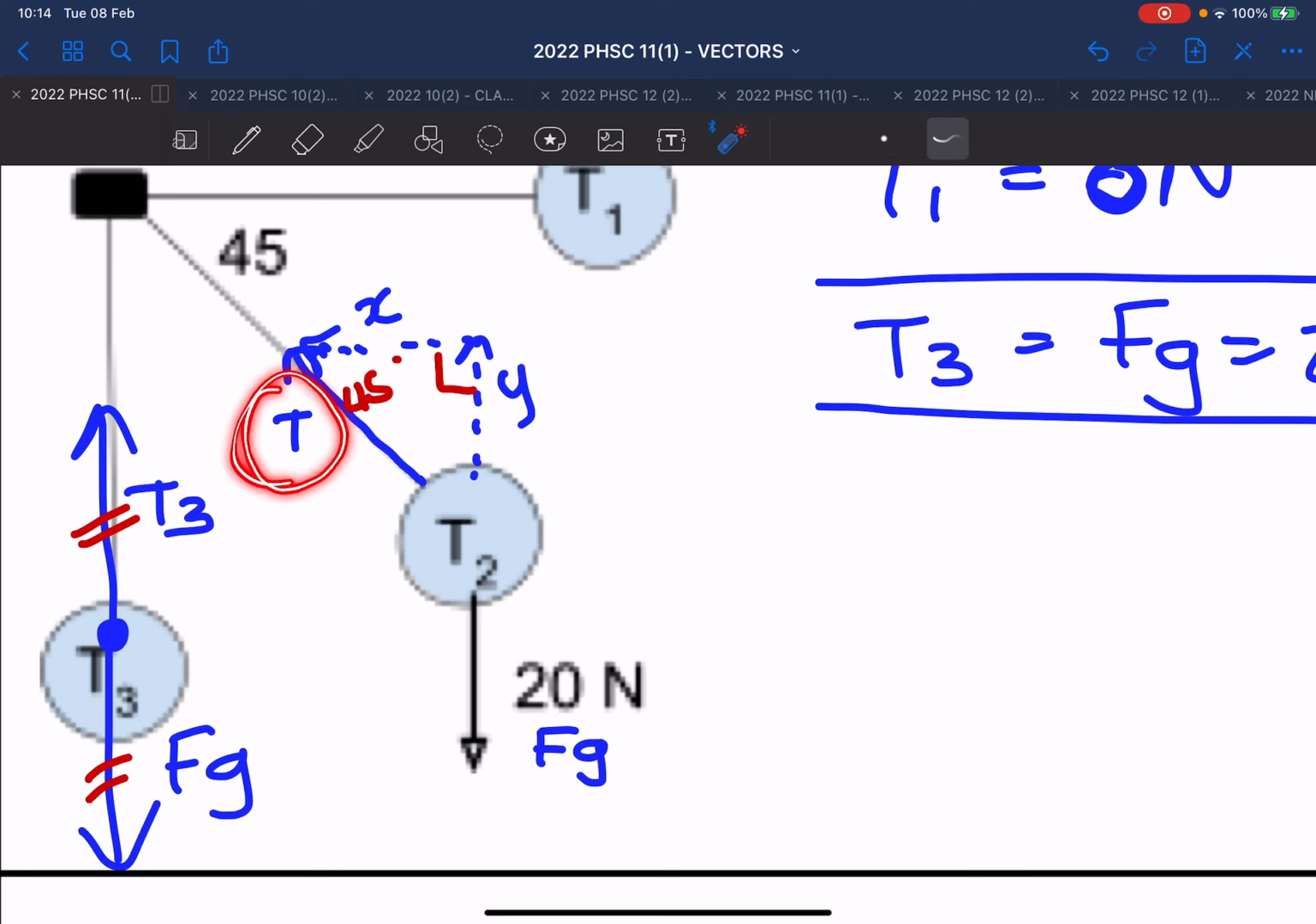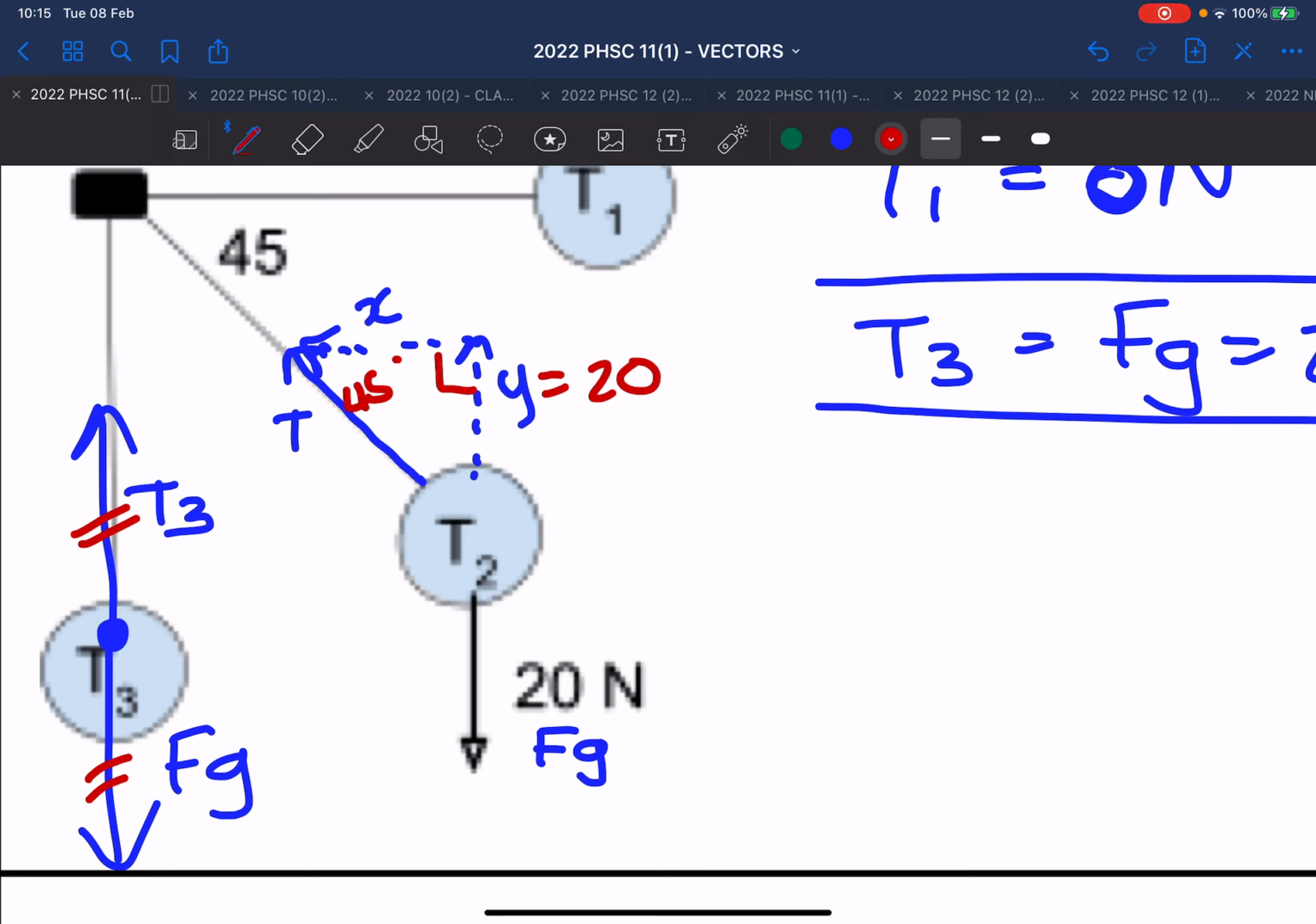Okay, so let's see. We want to find this T. We have this angle is 45. So we need at least X or Y to be able to calculate T. Can someone give me the value of one of the two, X or Y, and why you say that? The reason is incorrect. I'll give another mark. Your idea is there, but your wording? Cut it in half.